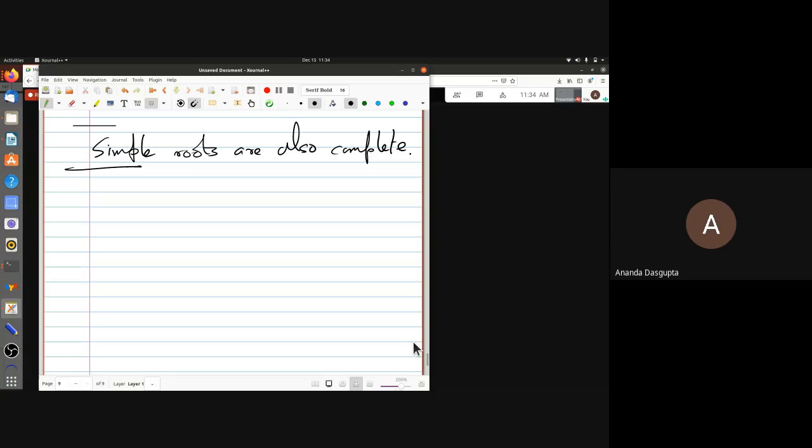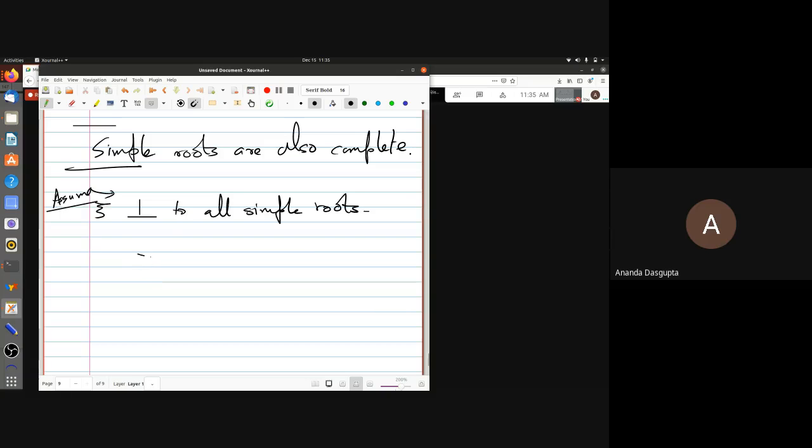The statement is simple: roots are also complete. And how do you prove that? You prove that essentially by contradiction. That's the simplest way of proving most of these results. If they were not complete, then there would be a vector which is orthogonal to all the simple roots, right? So let's assume xi dot alpha vanishes for all the alphas.